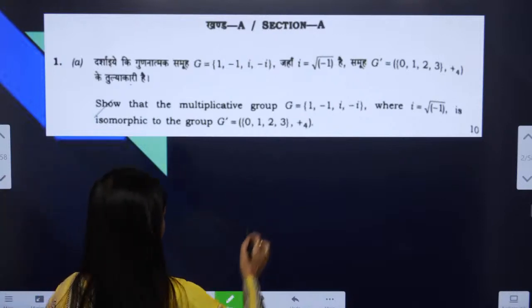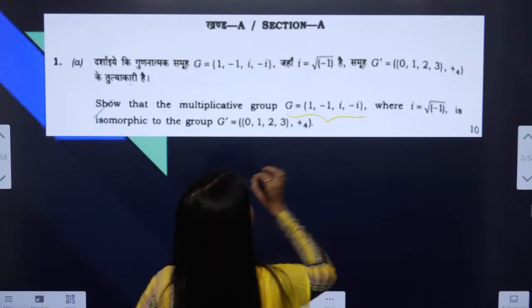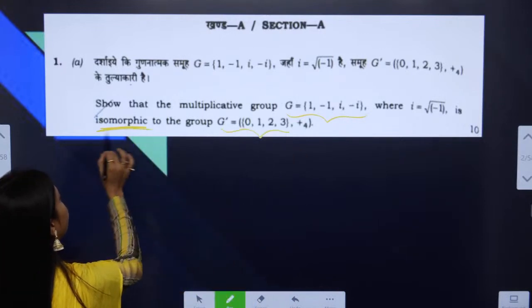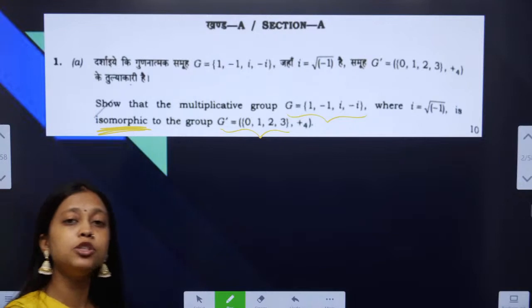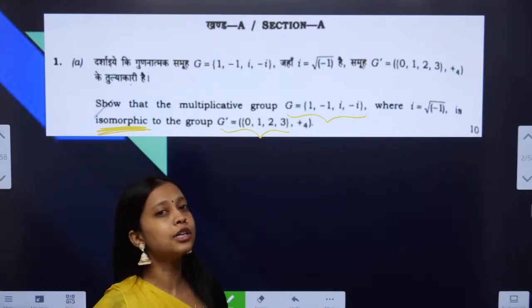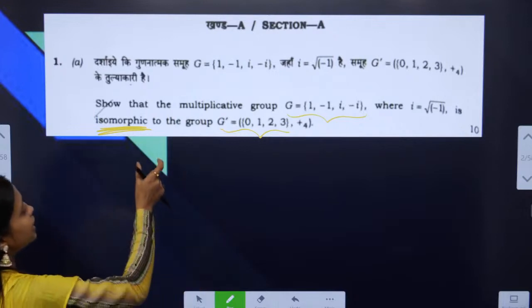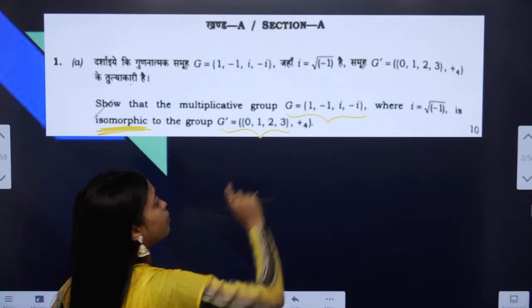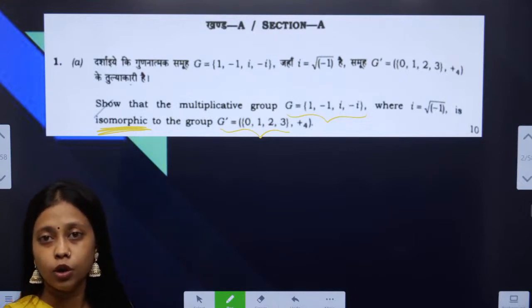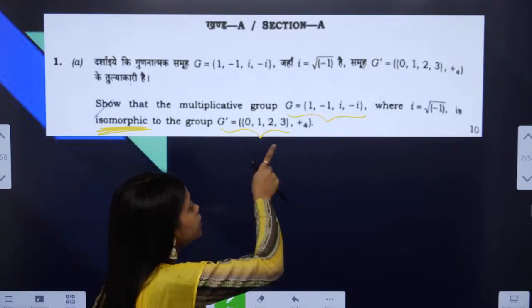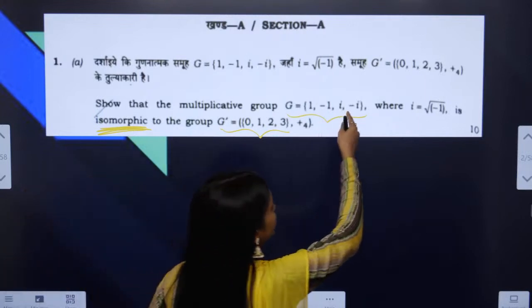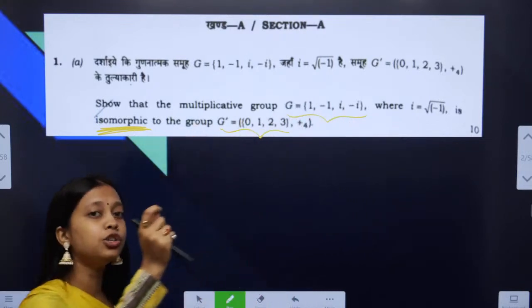We have group G and G dash, you have to prove they are isomorphic. That means you have to define a function that is well defined, 1-1, onto and isomorphic. So what we can do, you can observe a simple property here: both of these groups are cyclic groups of the same order 4. So if you just send the generator of G to the generator of G dash, your job is done.